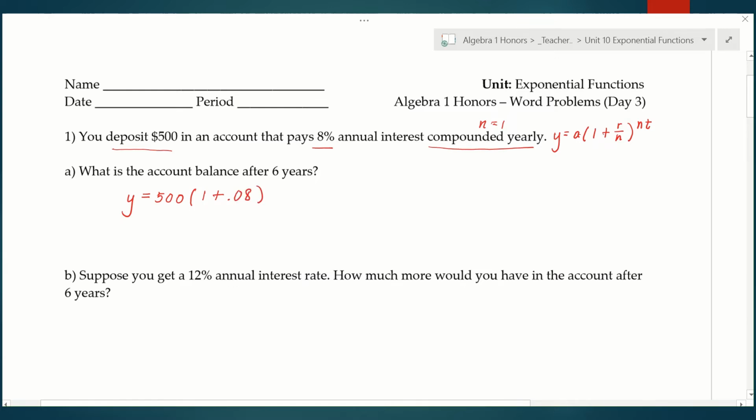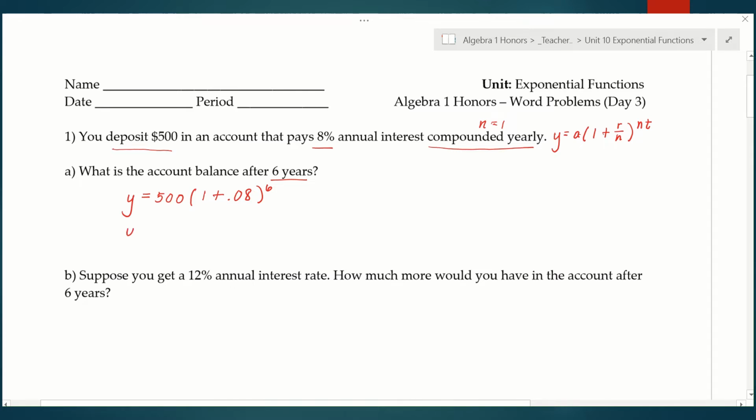And again, I'm not going to do 0.08 divided by 1 because I'm just going to get 0.08, so there's no reason to write that. And then the exponent is to the 6th power because it's going in for 6 years. Again, it would have been 6 times 1, which doesn't matter, so I'm leaving it 6.